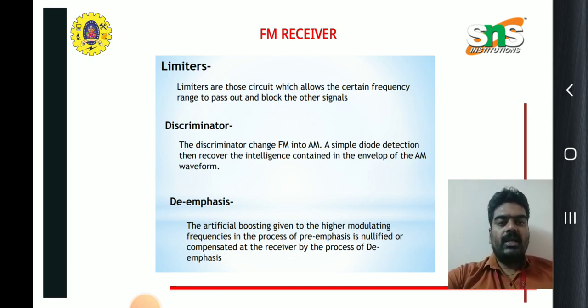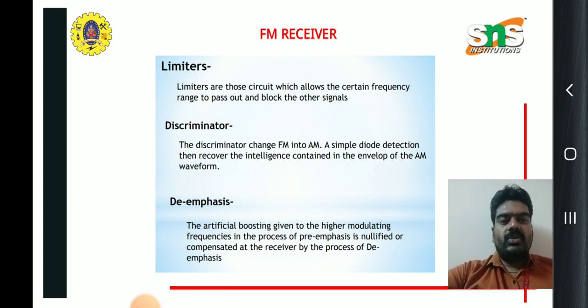The next section, discriminator. The discriminator changes FM into AM. A simple diode detection then recovers the intelligence contained in the envelope of the AM waveform. So in this section, FM will be changed to AM, and by the envelope detection method, from the AM waveform we can detect the data. So that is the signal.